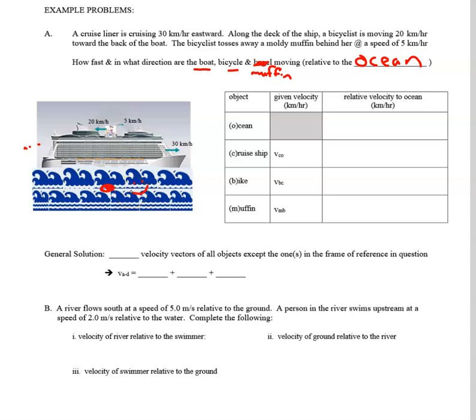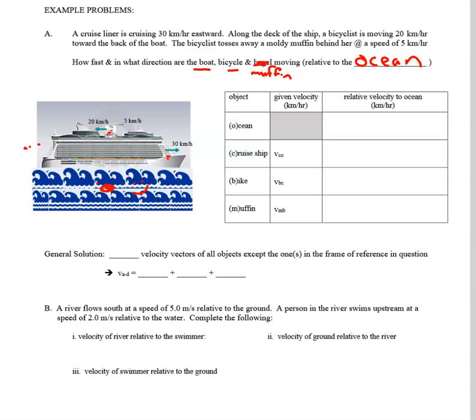It's implied that the ocean is like the ground. The ocean is not moving. We're not worried about waves or anything like that. The ocean is just the water sitting there. And so we can ask how fast is the boat, the cruise ship, I'm going to call it here, moving relative to the ocean? How fast is the bicyclist moving relative to the ocean? And how fast is that muffin moving relative to the ocean?